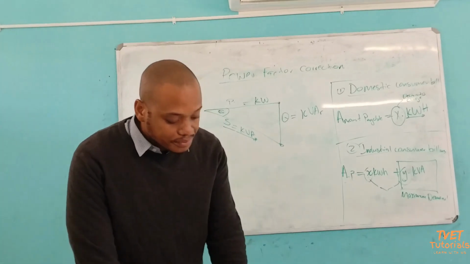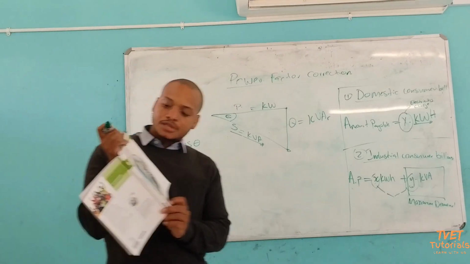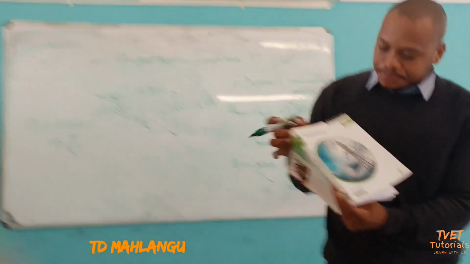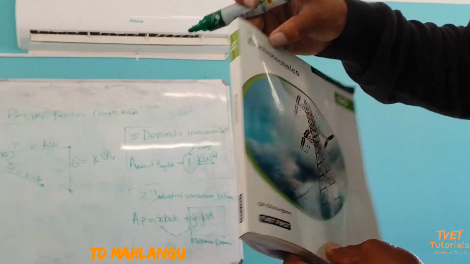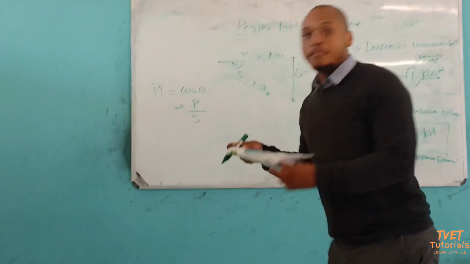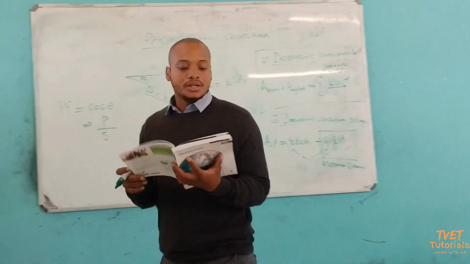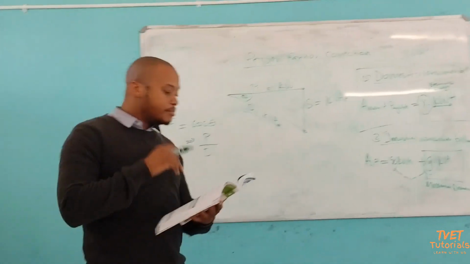If we go to page number 244 of your textbook, Electrotechnics by S.A. Chattakun. That's the book that we are using in class. Electrotechnics by S.A. Chattakun. If we go to page number 244, let's just look at the example here.